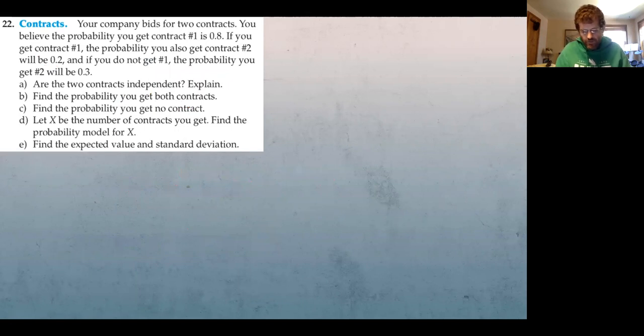Your company bids for 2 contracts. You believe the probability you get contract number 1 is 0.8. If you get contract 1, the probability you also get contract 2 will be 0.2. And if you don't get it, the probability you get contract 2 will be 0.3. Okay, so here are the probabilities they gave us. They gave us the probability we get contract 1.